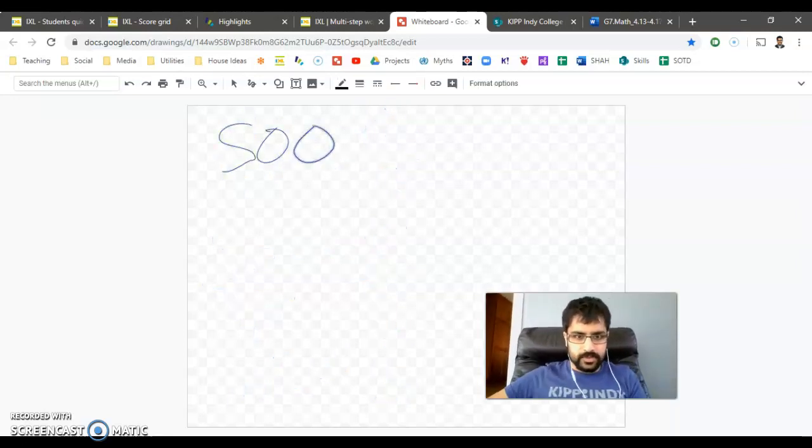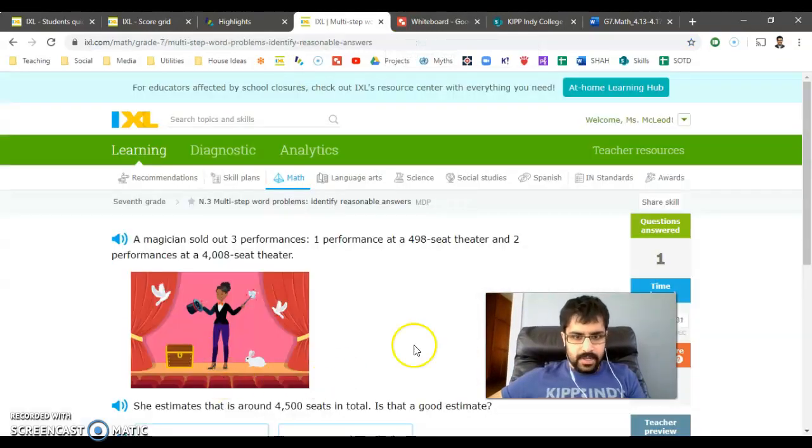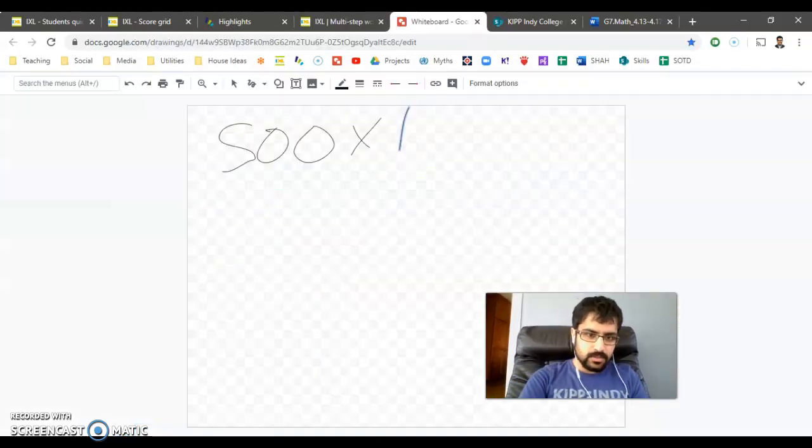So one performance is at a 500-seat theater, and then two performances at a 4,008-seat theater. We're just going to round off those 8 right there because this is going to round really nicely down to 4,000.